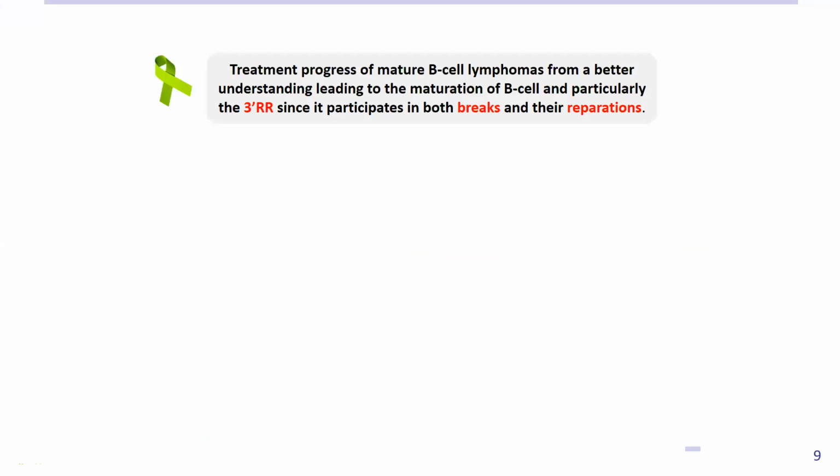So it's clear that the progress to come in the treatment of mature B-cell lymphomas will come from a better understanding of the mechanism leading to B-cell maturation, and particularly the 3' RR, since it seems to participate in both breaks and the reparation.